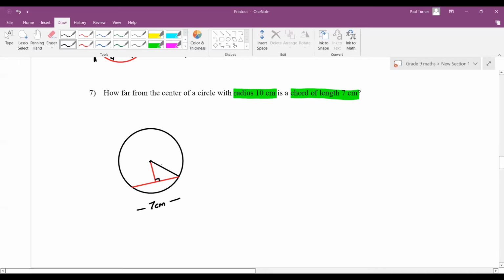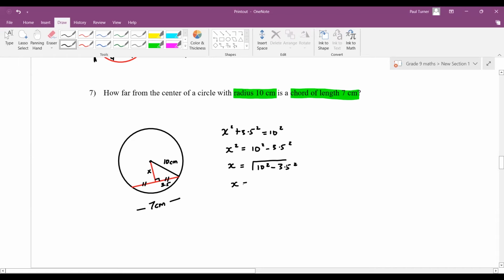So the radius is 10 centimeters, and the chord is 7. So half of 7 is 3.5. And we'll call that x for the perpendicular distance that we want here. So then we just apply Pythagoras. So we'll have x squared plus 3.5 squared equals 10 squared. So just rearrange that a bit. x squared is 10 squared minus 3.5 squared. So x will be the square root of this number. So we'll just write that as the square root of 10 squared minus 3.5 squared.